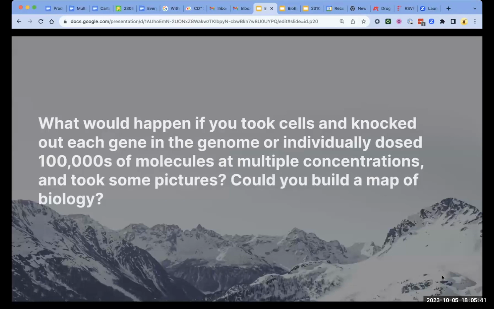So with this capability, we were able to ask this question. What happens if we take the cells and we knock out all the genes in the genome, or we dose these cells with hundreds of thousands of molecules at lots of different concentrations? Can we build a map of biology from these pictures?